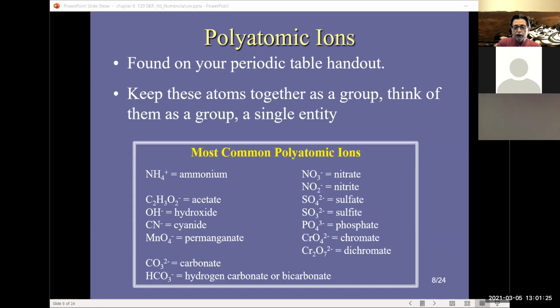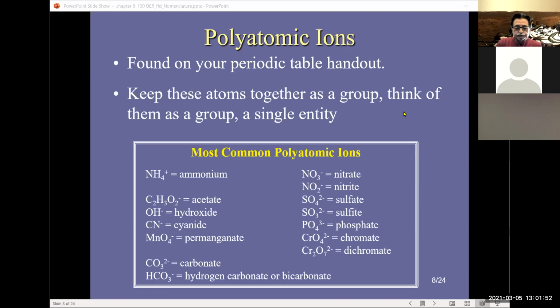The main thing to take away from these is that each one individually is a group. We don't change the name. We don't change the structure. If we need to add more than one of these groups, we put a parenthesis around the whole group, and then we use a subscript to designate how many of these groups we need.